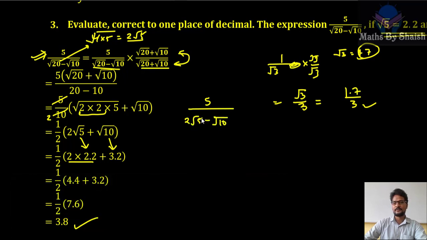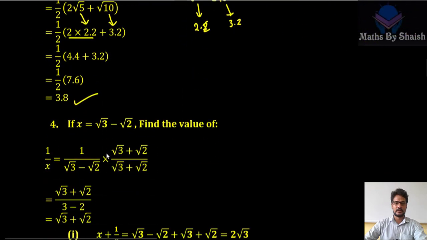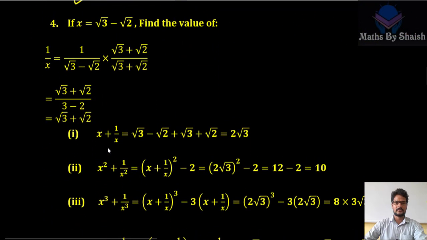It would be difficult if you simply put root 5 as 2.2 and root 10 as 3.2. So that's why we should do the rationalization, and we should practice this. Okay, next is the fourth one.